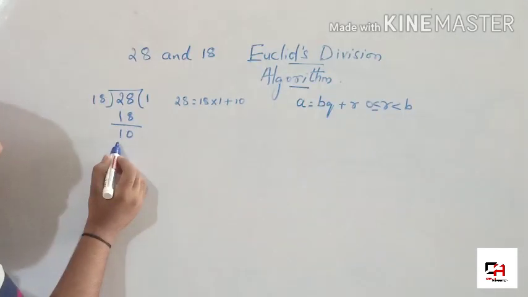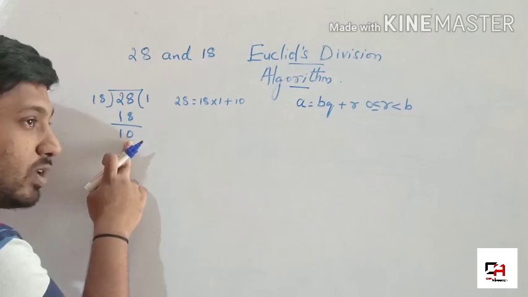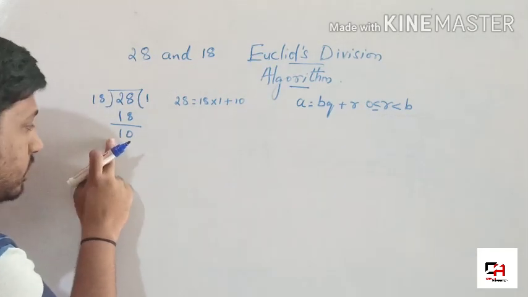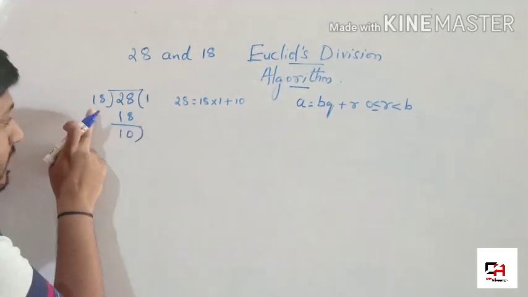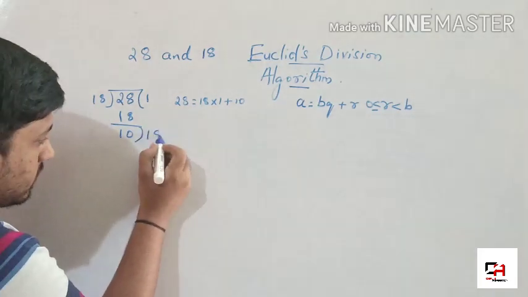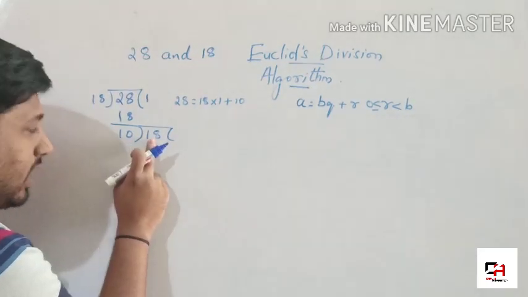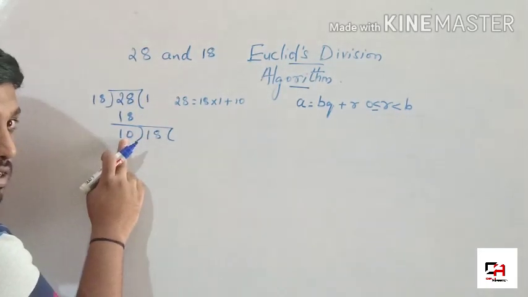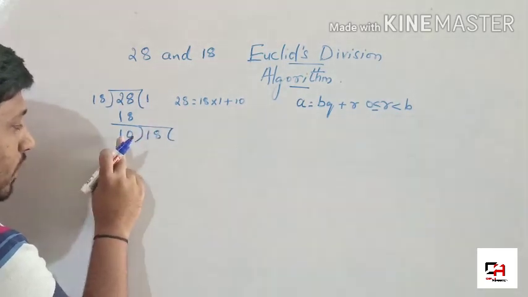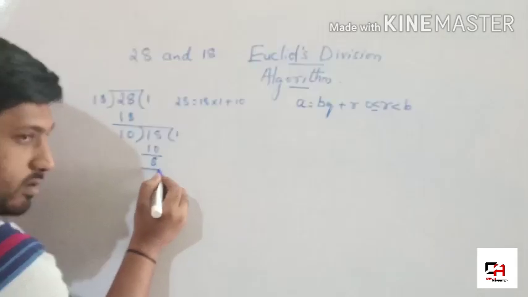Again we are going to divide this. Here we got 10 as the remainder. This remainder we are going to make the divisor now. This becomes the divisor, and the previous divisor becomes the dividend here. So 18 becomes the dividend and 10 becomes the divisor. Now again I am going to divide. 10 ones are 10, 8 is the remainder.